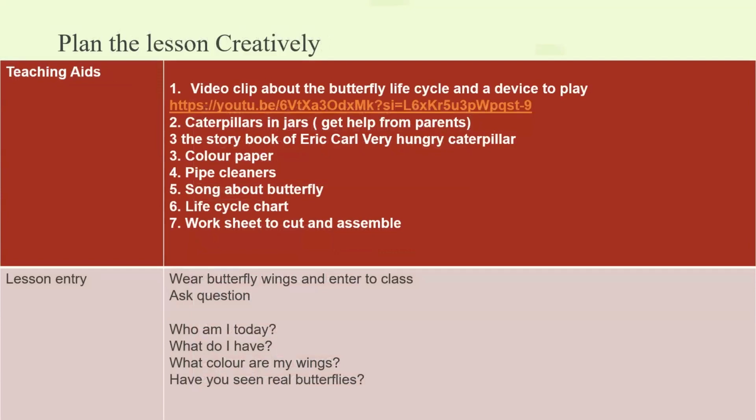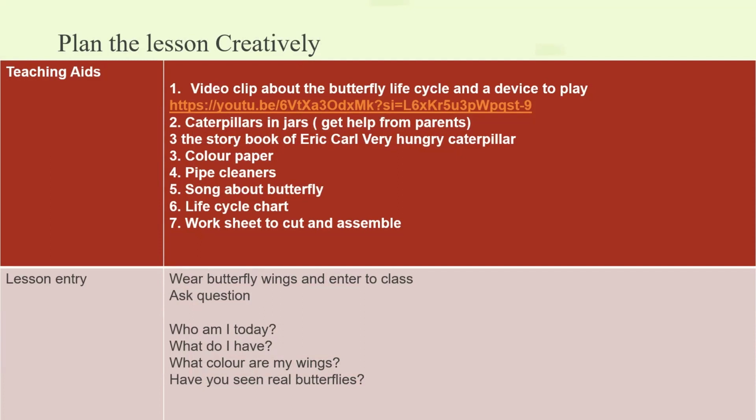I am going to use a few teaching aids in my lesson. I'm going to show them a butterfly life cycle video, and I'm going to get some caterpillars in jars. Of course, I'm going to get help from parents. We should always try to get help from parents for the things that we cannot collect in our classrooms. We can ask parents to get a small caterpillar in a jar and send it to school.